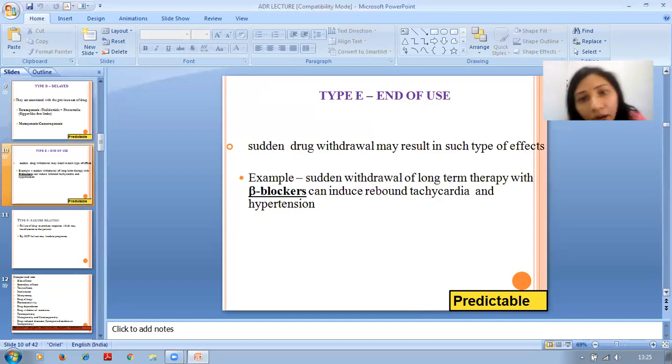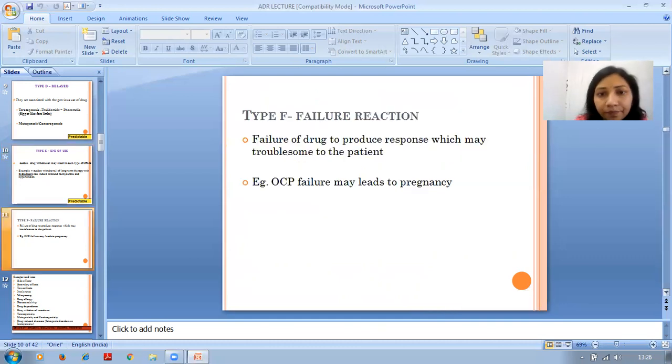Type E, or end of use. This type of adverse effect appears when we suddenly stop the intake of a drug. For example, beta blockers. Beta blockers are used to control blood pressure, and they usually decrease the heart rate and blood pressure. But if you suddenly stop the intake of the drug, it may result in tachycardia and hypertensive emergency. These are also the predictable type.